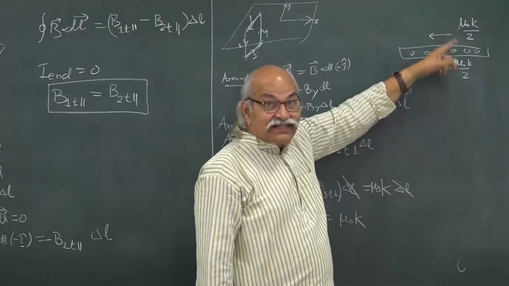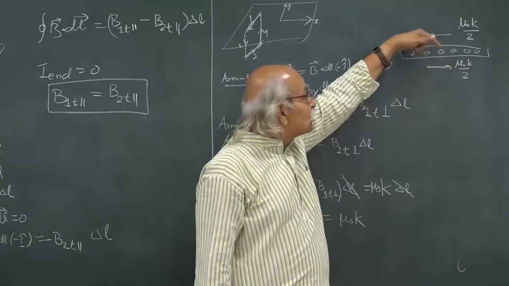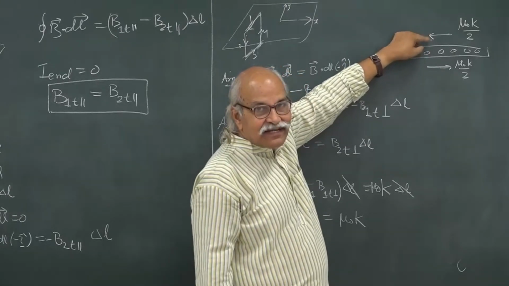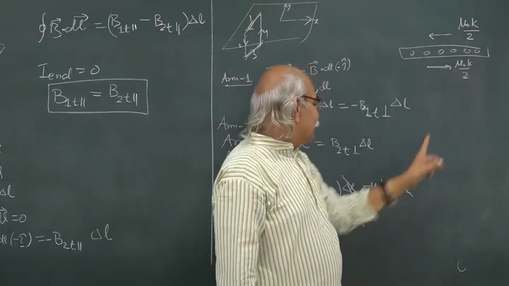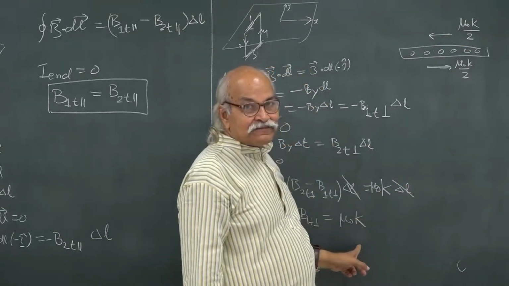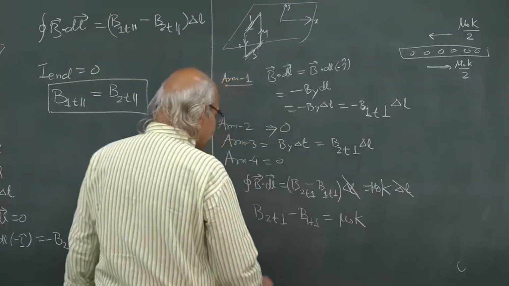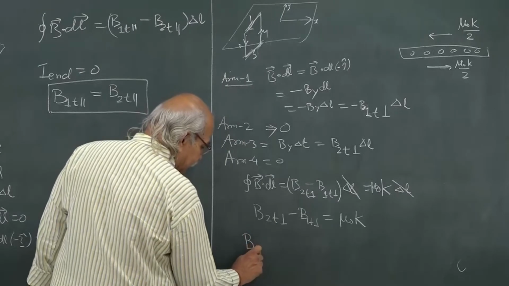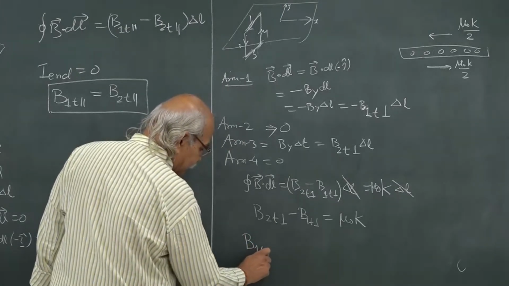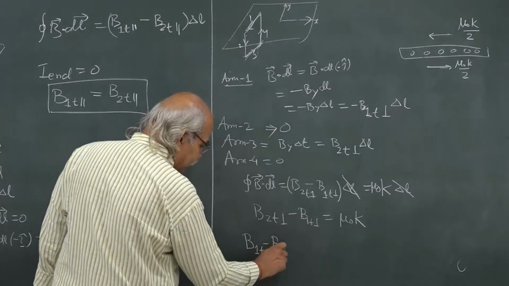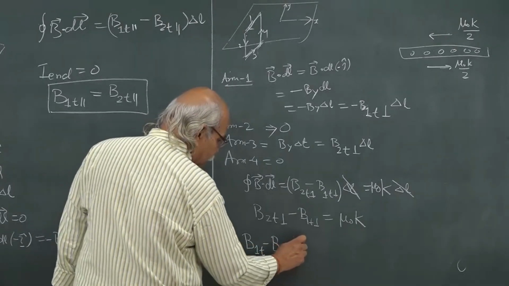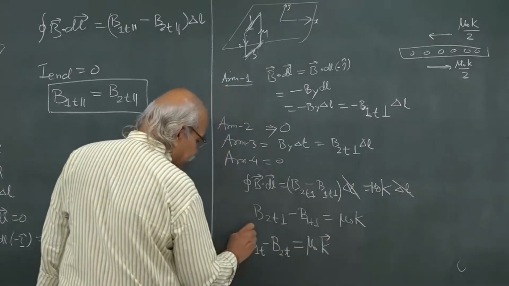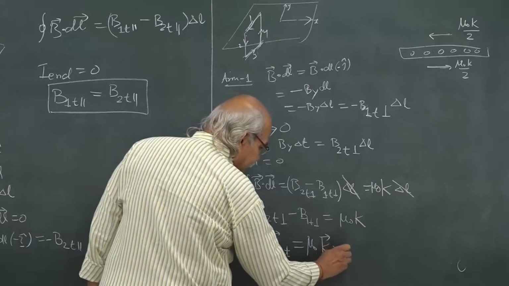So, the change, the discontinuity, the sudden change as you cross from this side to that side of this thin surface, just a surface, is mu naught K. You can write this beautifully as B1 tangential minus B2 tangential equal to mu naught times K vector cross n cap.